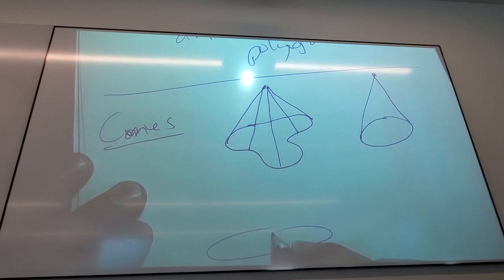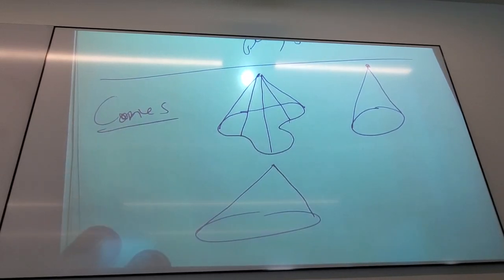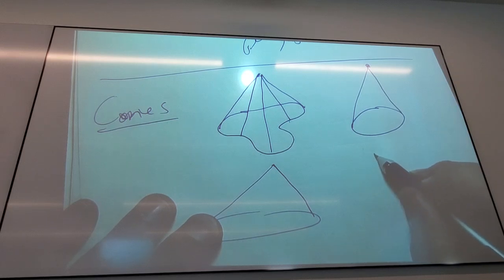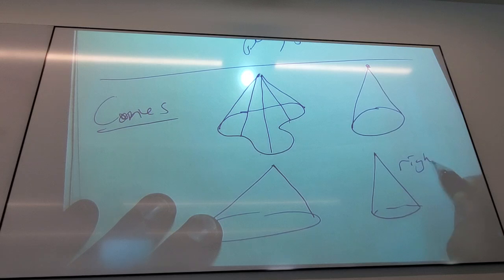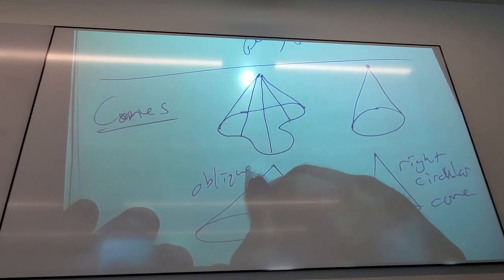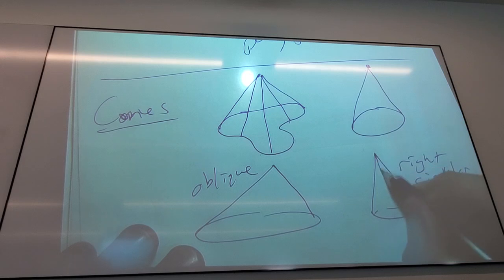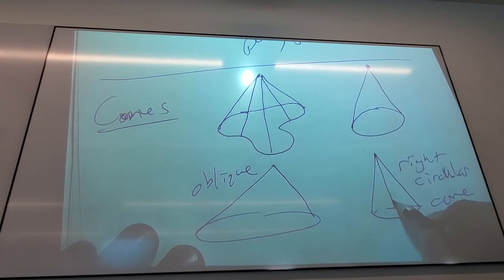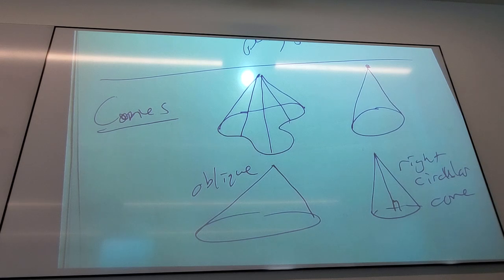If I make a cone and the apex point is off to the side, that is oblique. If I make a cone and the apex point is directly above, that is a right circular cone. This would be an oblique circular cone. Why is that? Because if I drop the height down, what angle does that make with the base? It's got to be right, because it's all symmetric. Okay.